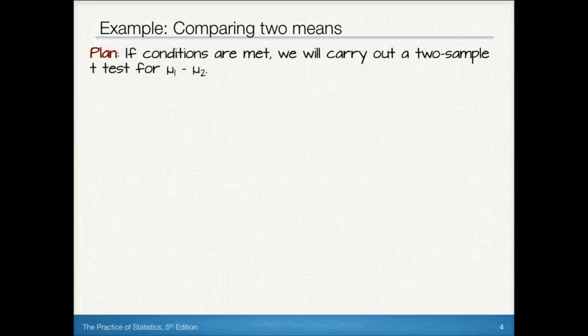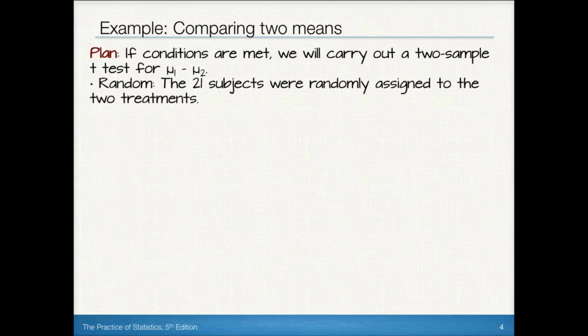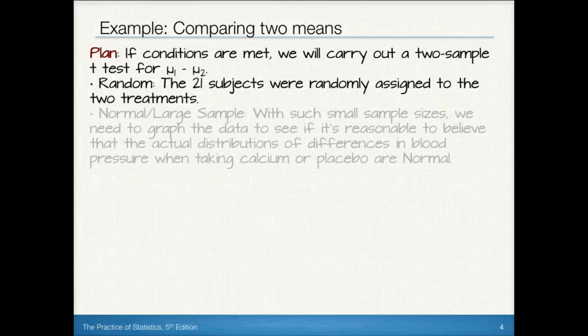Well, we need to check our conditions. If they're met, we'll carry out a two-sample t-test for the difference of means. The 21 subjects in this case were randomly assigned to the two treatments, so our random condition is met.